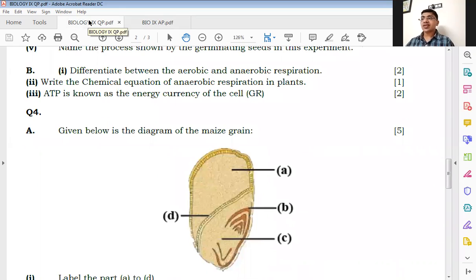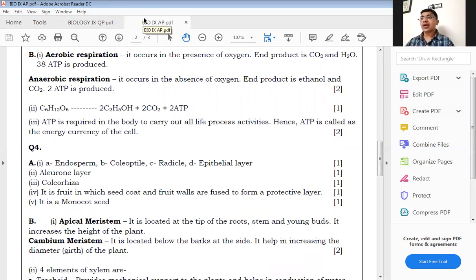The next one is differentiate between aerobic and anaerobic respiration. So let's try to understand the distinction between aerobic and anaerobic respiration. Here they have not done it in 2 columns. You can do it in 2 columns also, and it is absolutely correct. So let's see. Aerobic respiration occurs in the presence of oxygen, a very important point, right? As compared to that, anaerobic occurs in the absence of oxygen. The next point is the end products of aerobic respiration are CO2 and water, right? They are the 2 kinds of end products which are there.